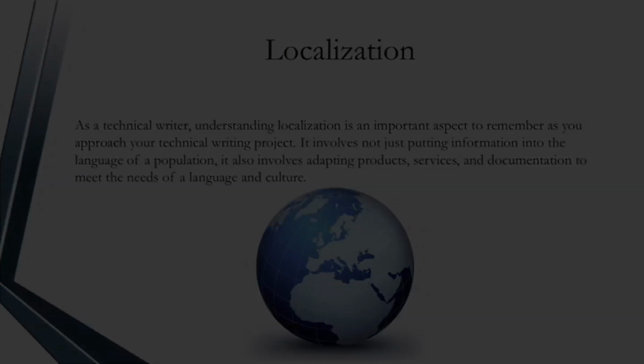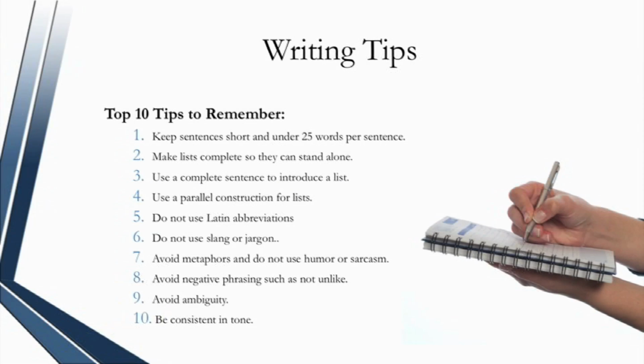Writing tips. Here are some writing tips adapted from what IBM encourages to be sure information is clear for an audience throughout the world. 1. Keep sentences short and under 25 words per sentence. 2. Make lists complete so that they can stand alone. 3. Use a complete sentence to introduce a list. 4. Use a parallel construction for lists.